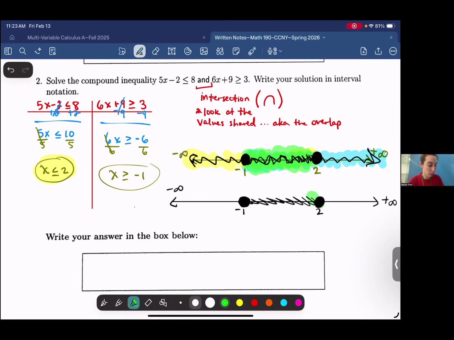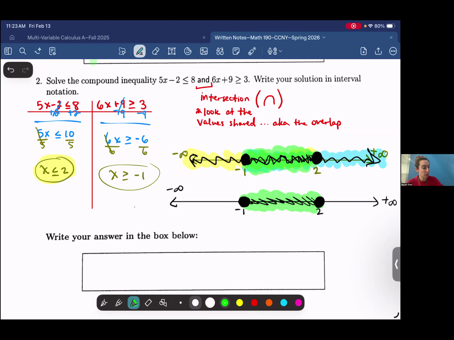Also, a cool trick with "and" is a lot of the time we're looking at the wedge in between. Not all the time, but a lot of the time. And so that's our solution.